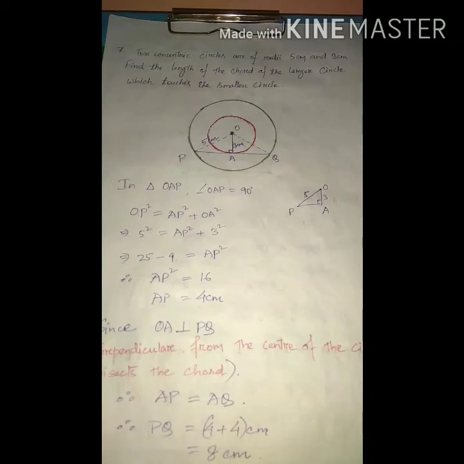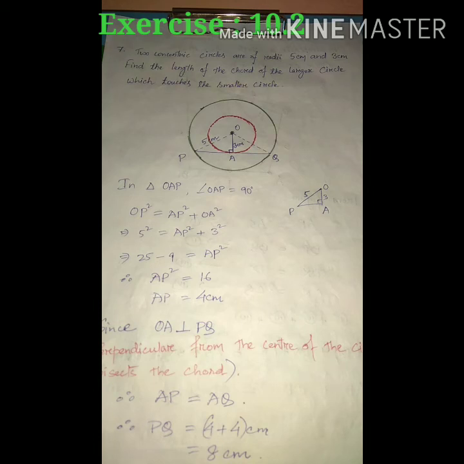Good morning, students. In exercise 10.2 of the circle chapter, we have already done 6 questions. Now the next one is question number 7, and the question is: two concentric circles are of radius 5 cm and 3 cm. Find the length of the chord of the larger circle which touches the smaller circle.